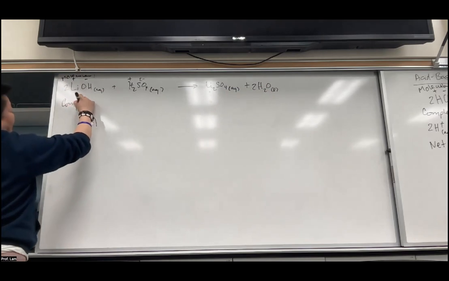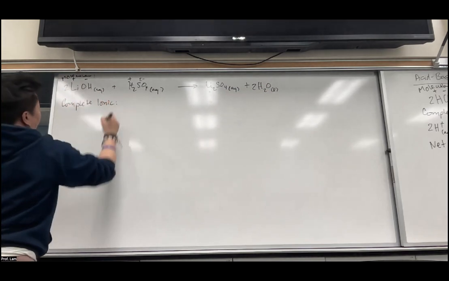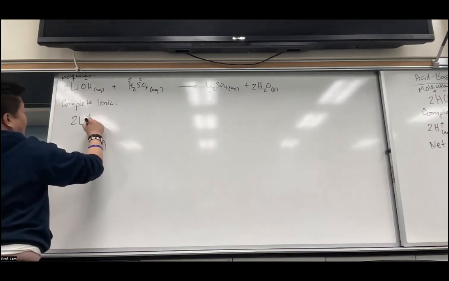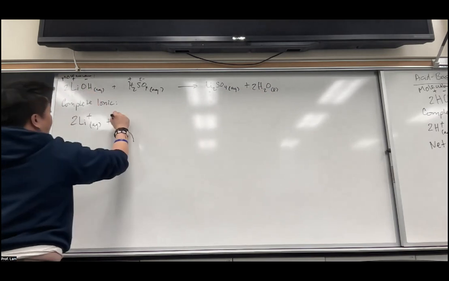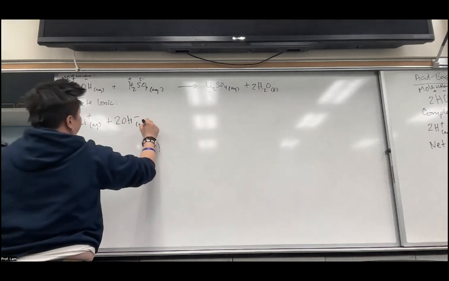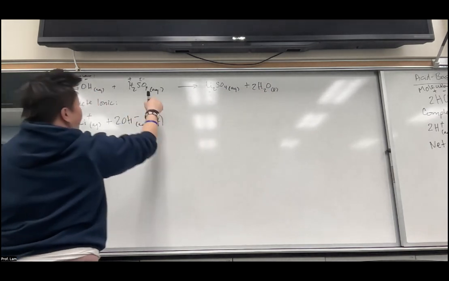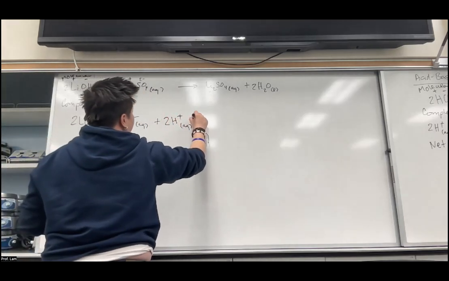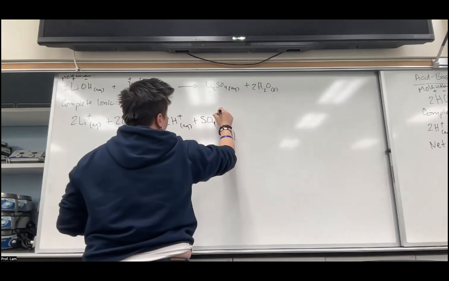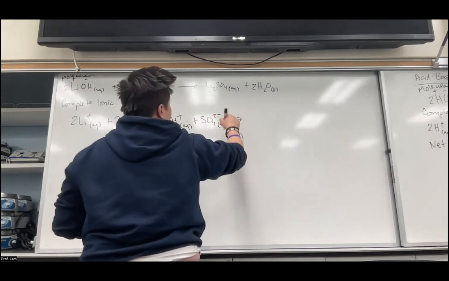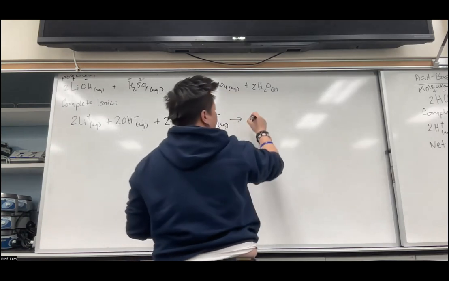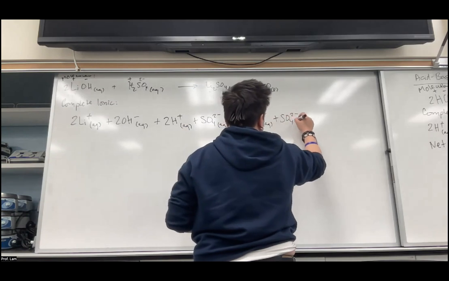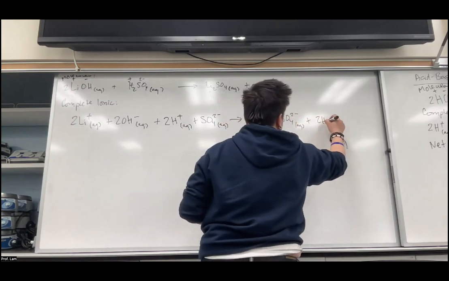What if we want the complete ionic? Split up the aqueous. So 2Li plus aqueous plus 2OH minus aqueous plus, this gets split up too, and that's 2 protons there, 2H plus aqueous plus SO4 2 minus aqueous goes to, this is aqueous, so we split it up as well, 2Li plus aqueous plus SO4 2 minus aqueous plus 2 H2O liquid.